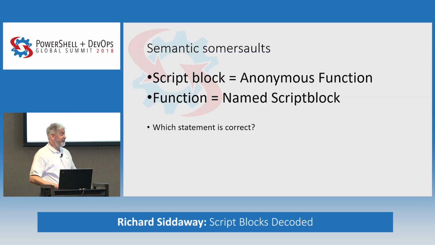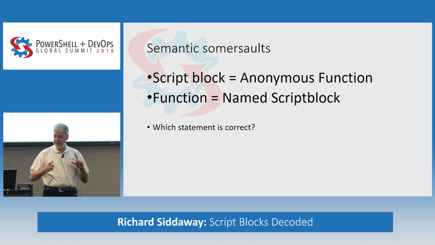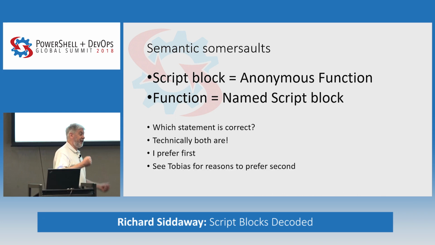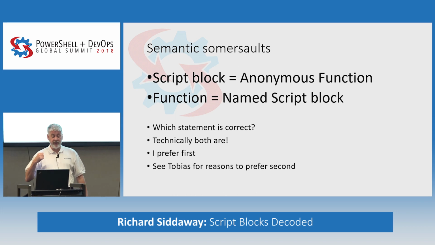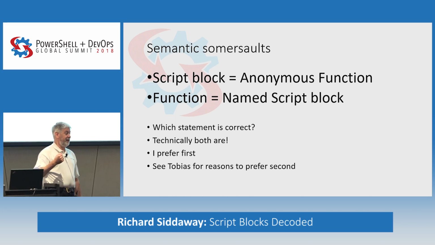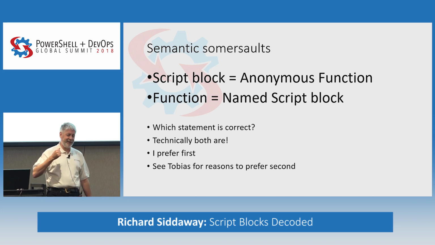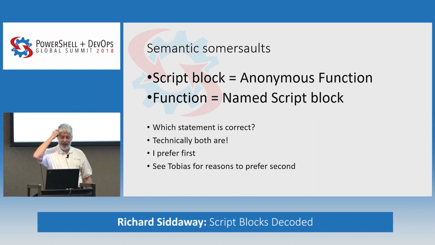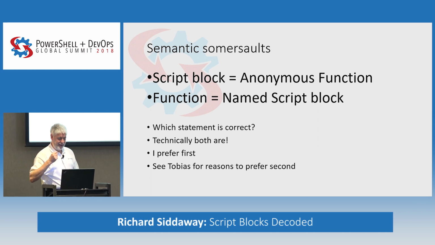Right. Semantic somersaults. A script block is an anonymous function. A function is a named script block. Both are true statements, or true-ish statements. Which one is correct? Technically, both are. I prefer the first. If you know Tobias Weltner, the German MVP who runs the German conference, he was our technical editor on PowerShell in Action, and I lost track of the number of emails that we sent backwards and forwards about this thing. He prefers the second. If you want to know why he prefers that, go to Europe and see Tobias.